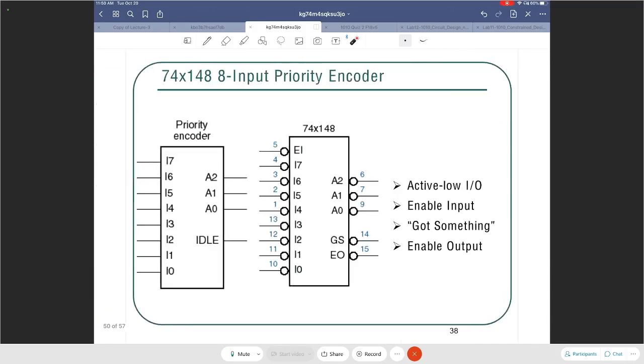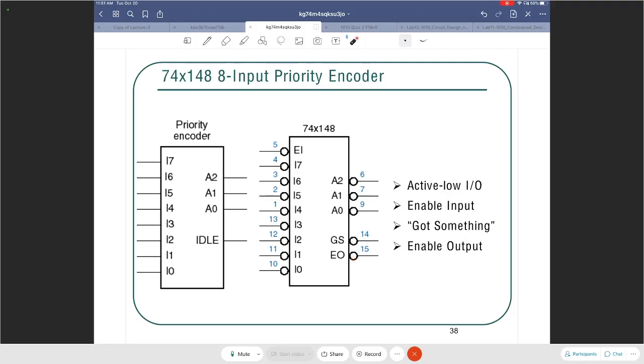All right, now let's take a look at this. The priority encoder conversation that we just had for the 8 to 3 case was just a theoretical example. This is not a chip. The 74X148, on the other hand, is an actual chip. It has one active low enable, 8 active low inputs, 3 active low outputs, and 2 other outputs called got something and enable output.